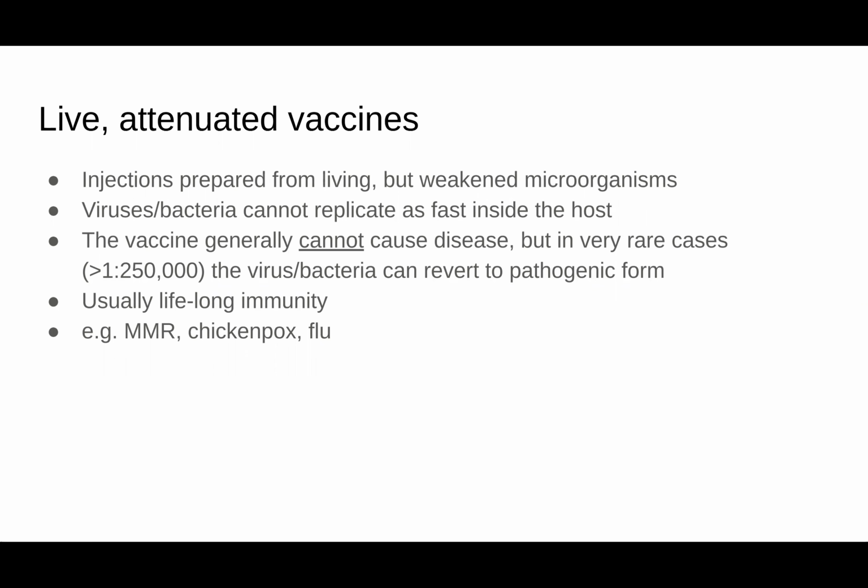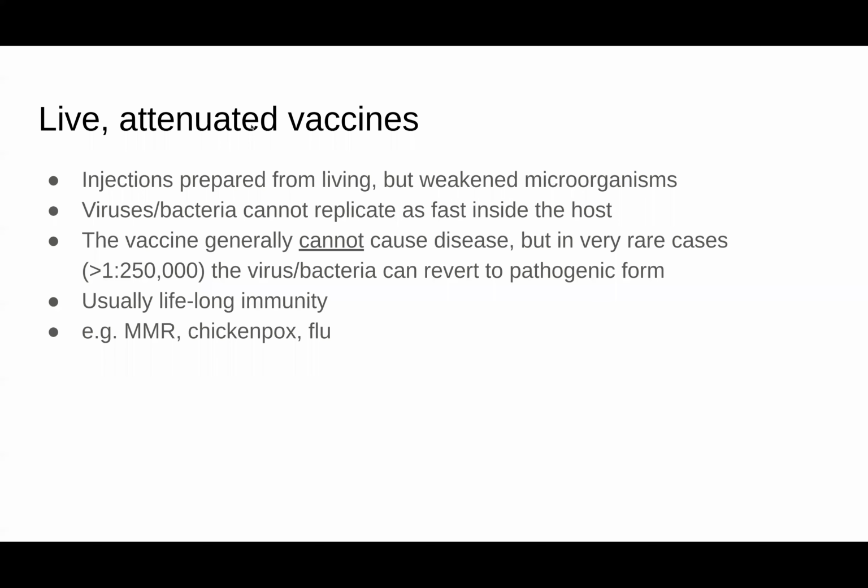Now, with that out of the way, the vaccine typically cannot cause disease, but there are very rare cases. It varies between vaccines, but in greater than 1 in 250,000 cases the virus or bacteria can revert back to a pathogenic form and cause the disease. So if you got a measles vaccine, there's a very low probability, about 1 in 1 million, that the virus in the vaccine can revert back to a very bad form of measles and cause measles. But again, that's very, very rare. And the cool thing about this is it gives you very long, lifelong immunity. Once you get the measles vaccine, you're immune for the rest of your life.